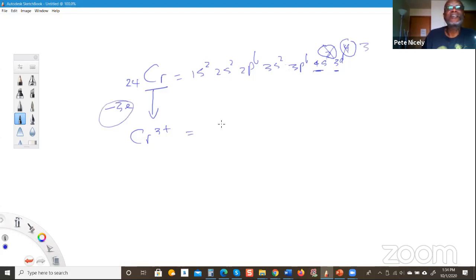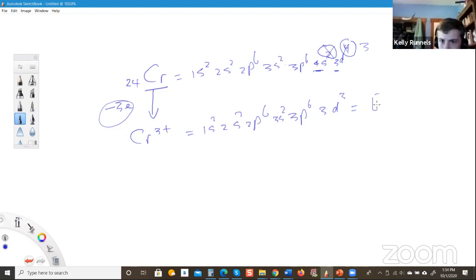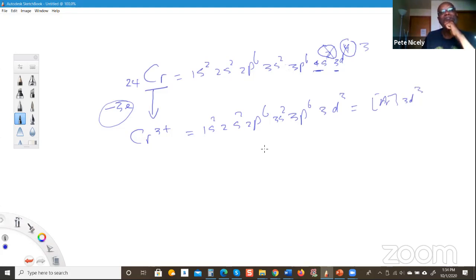So the electronic configuration for chromium 3+ would be 1s2, 2s2, 2p6, 3s2, 3p6, and then 3d3. All right? Or if you want to write down the abbreviated version, this would be argon, and then 3d3. All right? So that would be the electronic configuration of chromium 3+.